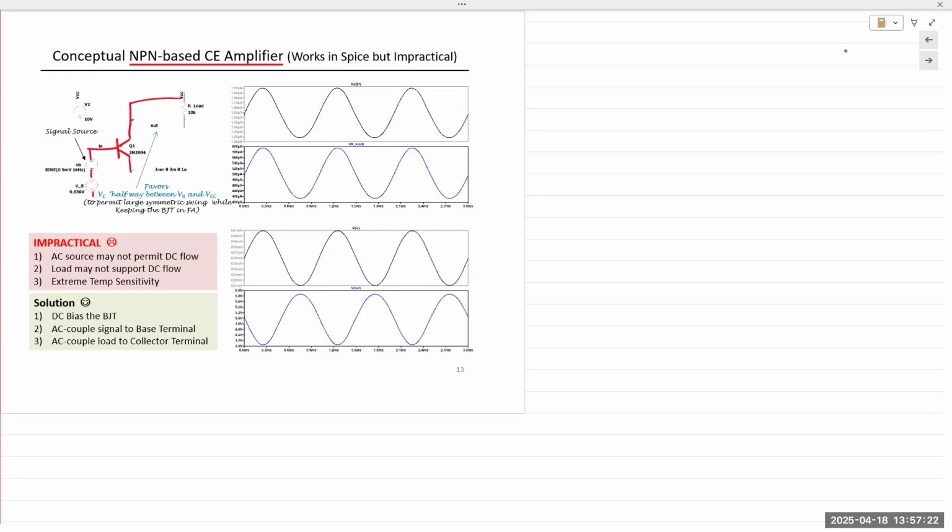It's a CE amplifier, but the biasing that is applied would not allow this to work in real life. So the same thing, if you apply an AC source in there, it might block the DC bias. And if it blocks the DC biasing, then the device itself is not going to work.